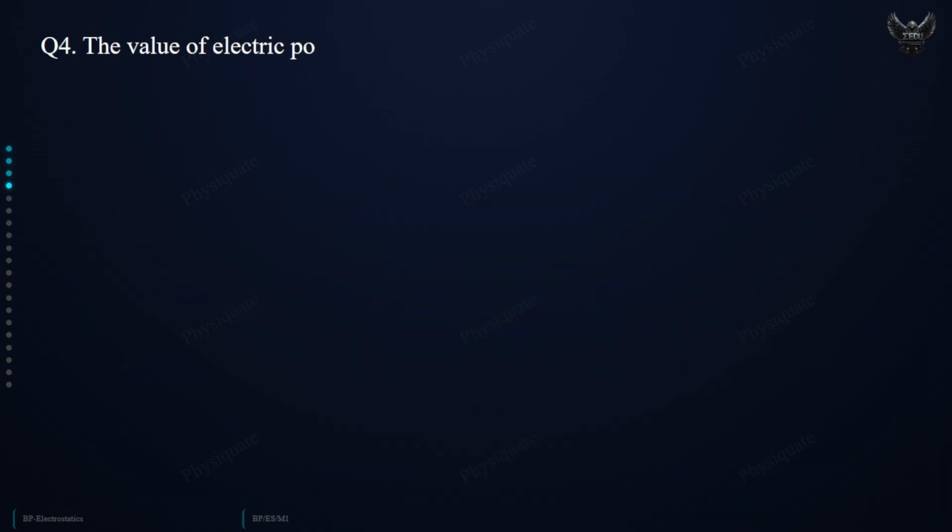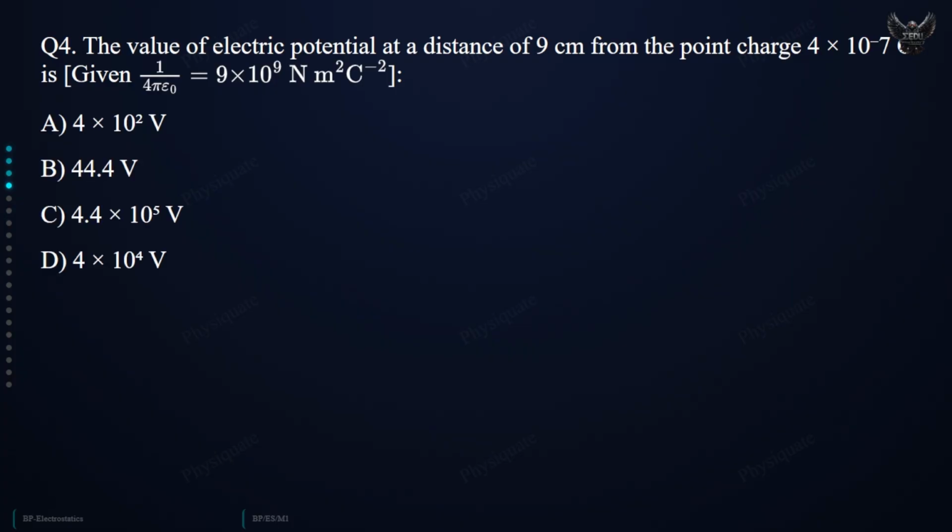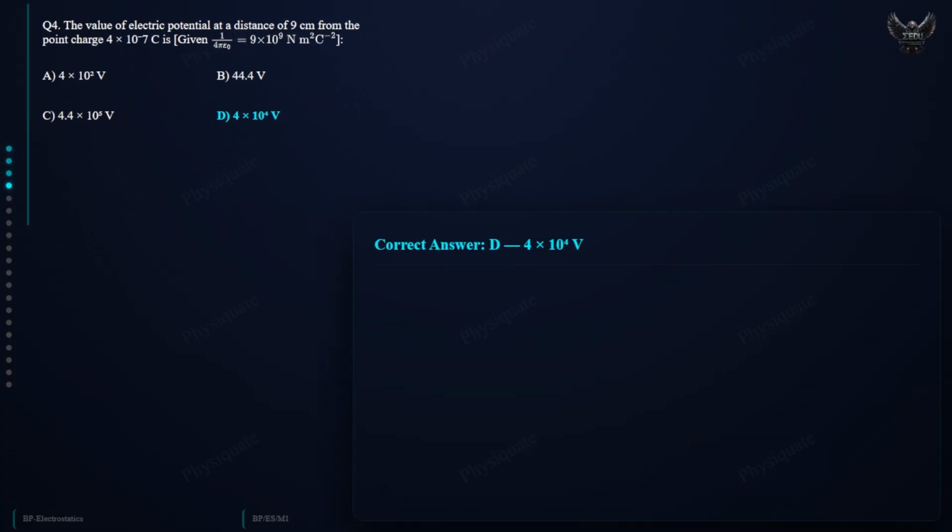Question 4. The value of electric potential at a distance of 9 cm from the point charge 4 times 10 to the power minus 7 coulomb is given. 1 divided by 4 pi epsilon 0 equals 9 times 10 to the power 9 Newton m to the power 2 coulomb to the power minus 2. Correct answer is option D.